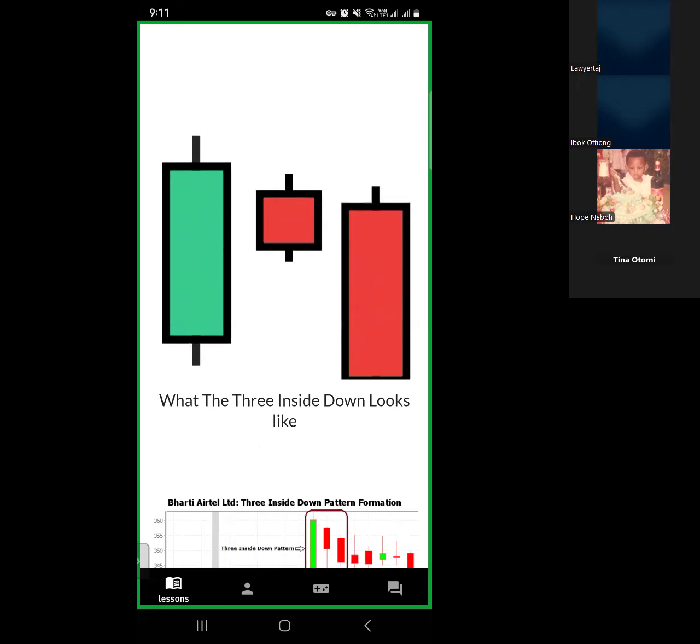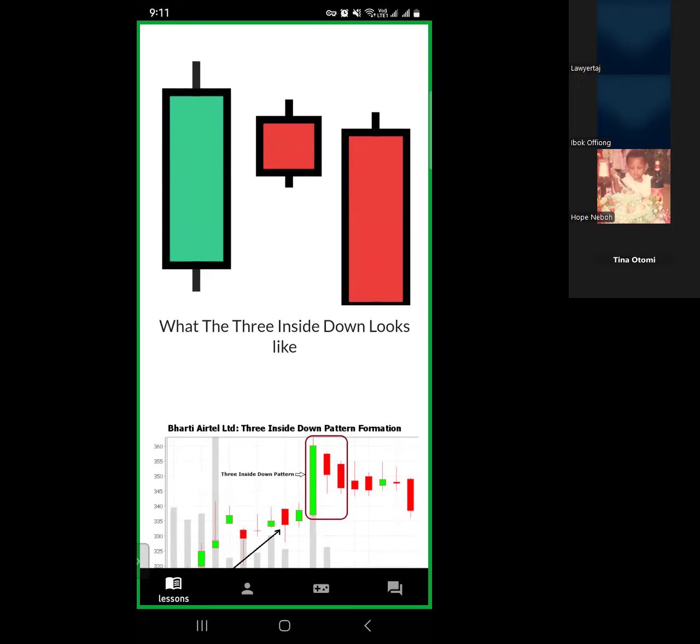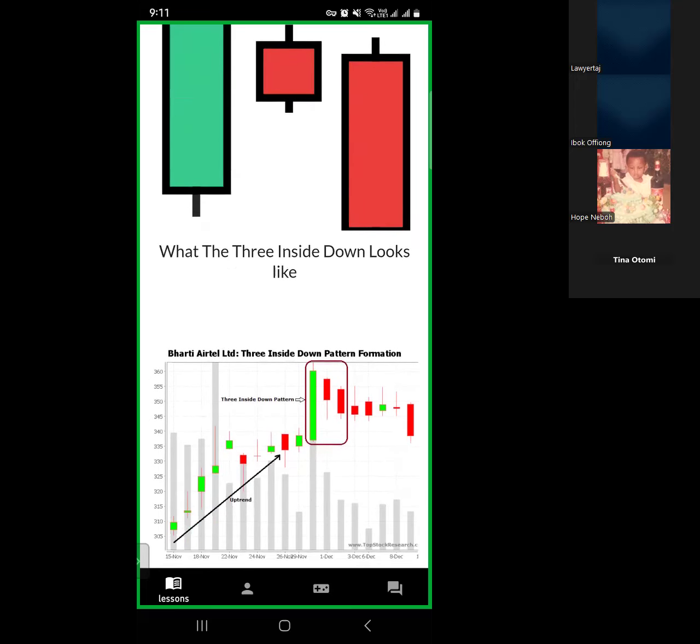So here's an example of the three inside down. This is how three inside down looks like. So do you know that if you understand these bearish patterns, it's easy for you to make better informed decisions, even by using indicators or not. I remember in one of the teachings that Prof said that with the way the market is right now, he uses much more of trend lines and candlestick patterns in his analysis and a little more of indicators here and there. You get me?